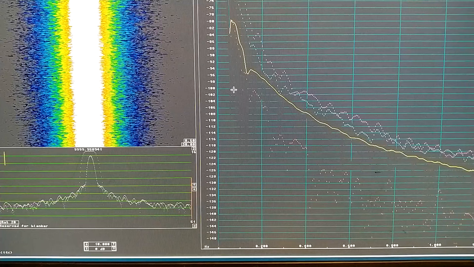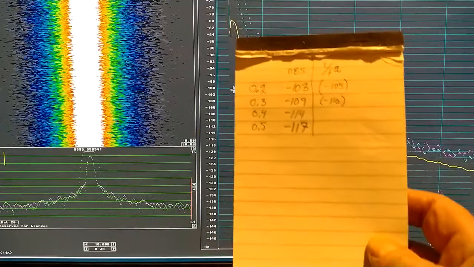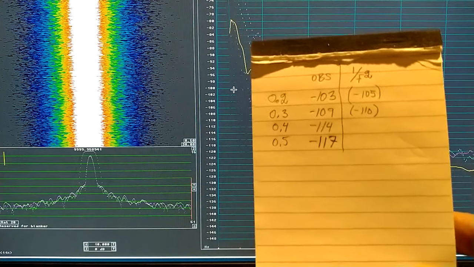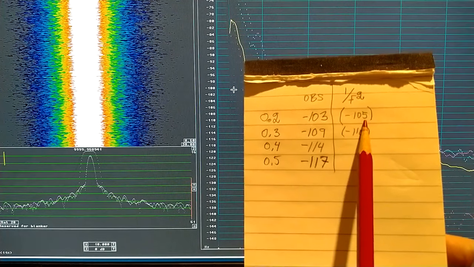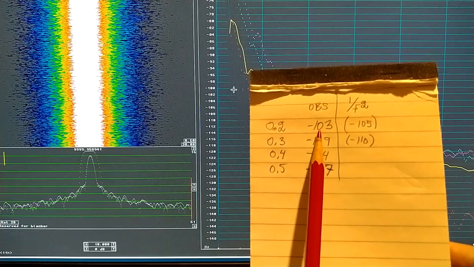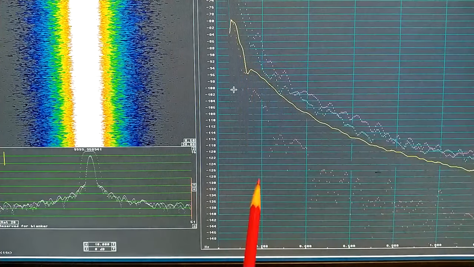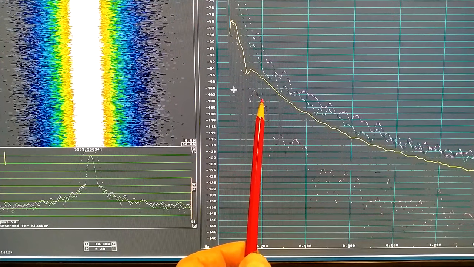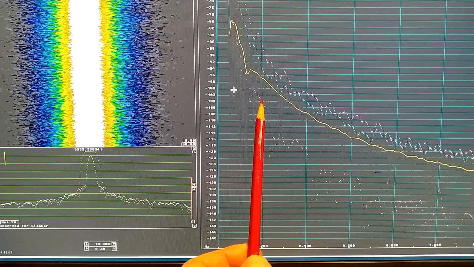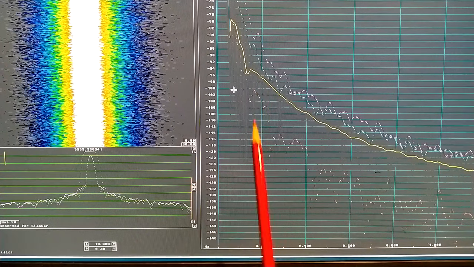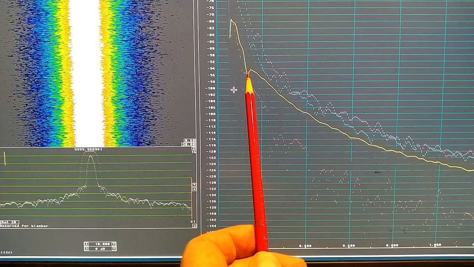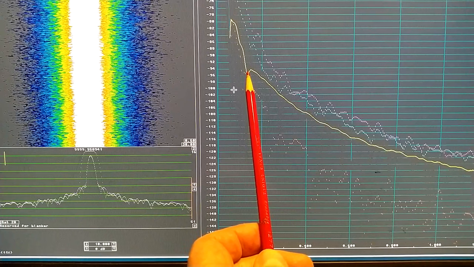This is the phase noise spectrum, and here are the values that I observed previously. The ideal straight line would be minus 105, but I observed minus 103 at 0.2 hertz. 103 at 0.2 hertz, that's down here. So it differs by 2, 4, 6 decibels. And the meaning of this dip, I don't know. It could be an artifact, or it could be just noise.